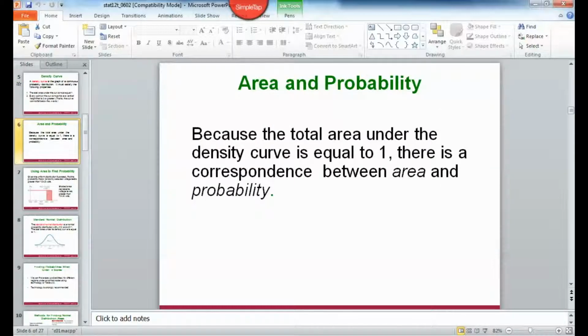Area and probability. Because the total area under the density curve is equal to 1, there is a correspondence between area and probability. Everybody knows probability can't be less than 0, probability can't be greater than 1. The total probability of an event, the probability of A and not A, is equal to 1. So I can use that to help me figure out probabilities that certain things will happen if I have some general information.